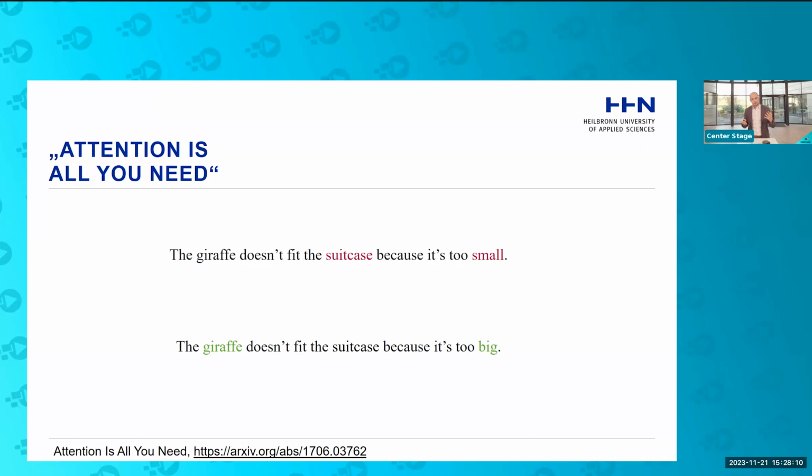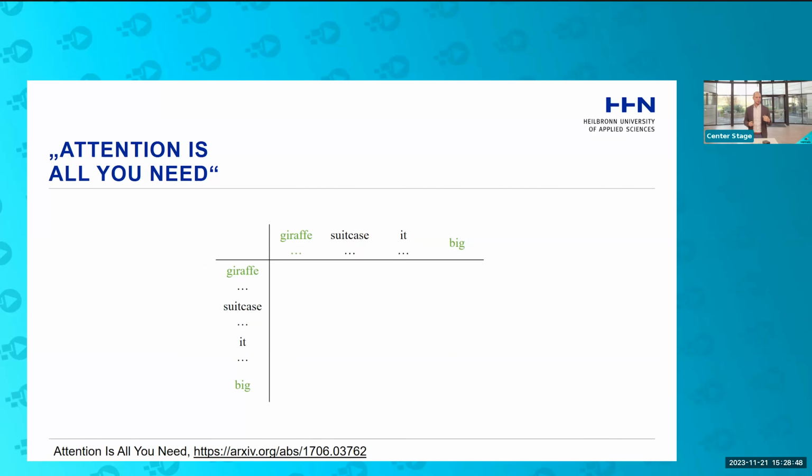There are no grammatical rules that tell us this context, but we need semantic context for that. Just because suitcase is closer in the sentence to the word small doesn't mean it's more important, because in the second sentence, big refers to giraffe. So this rule that closely neighboring objects are more important to each other does not hold so well for natural language processing. Here, a different technique is used, and this was published a few years before that. The paper was called "Attention is All You Need." Accordingly, the mechanism we use here to extract that context from language data is called attention, or self-attention in that case.